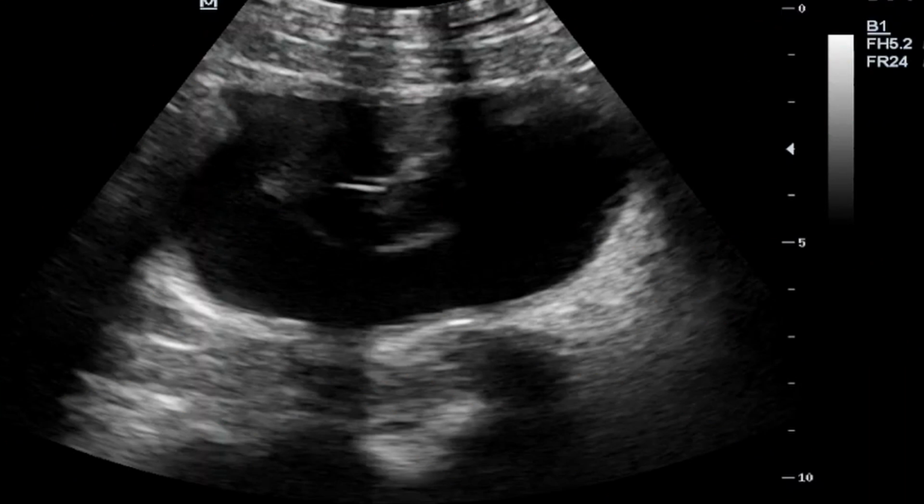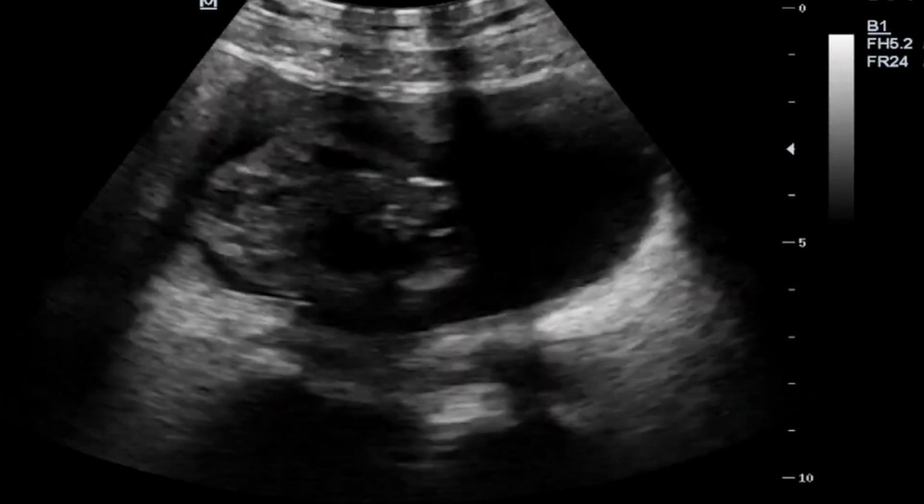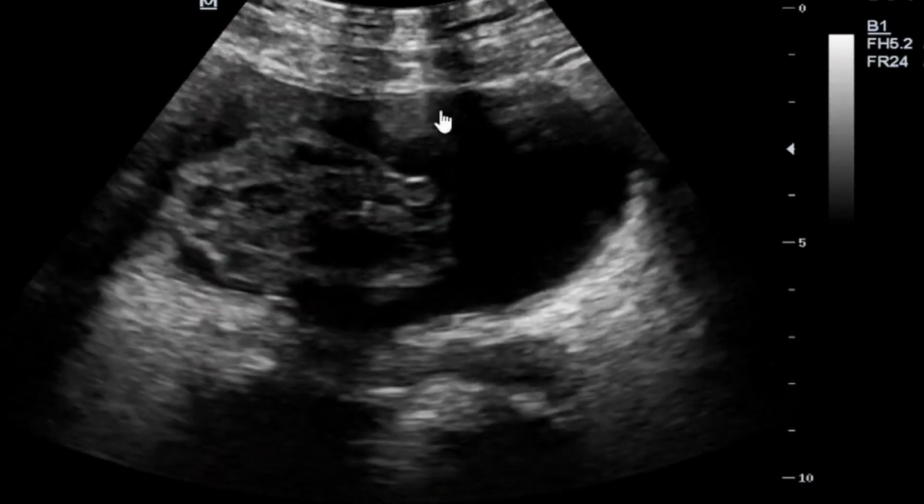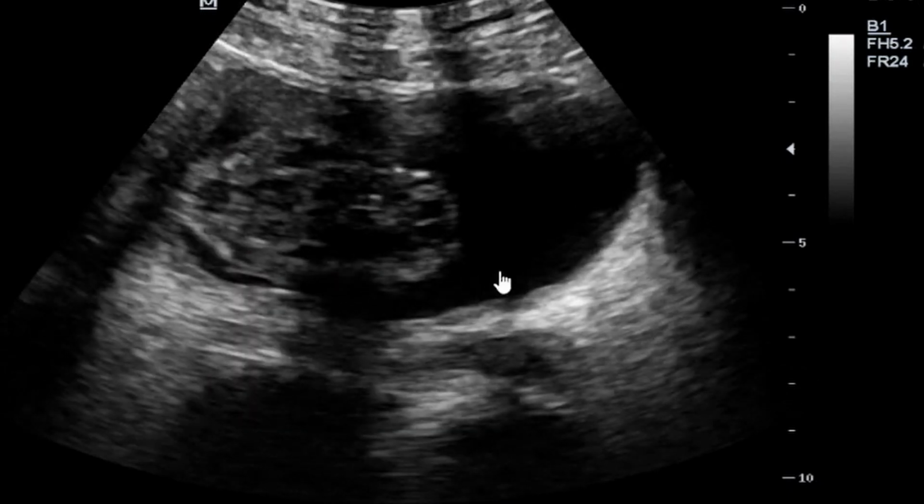So what is an organizing hematoma? Let us see from this case that I scanned at our radiology department. So what you are seeing here is our urinary bladder. Here you can see anechoic urine, but when you come here, you can see that there is this lesion of mixed echogenicity.